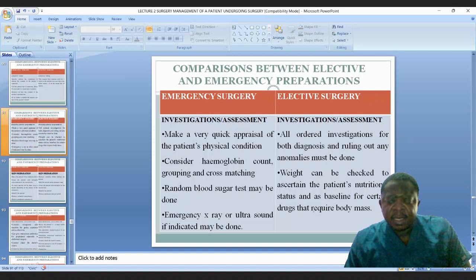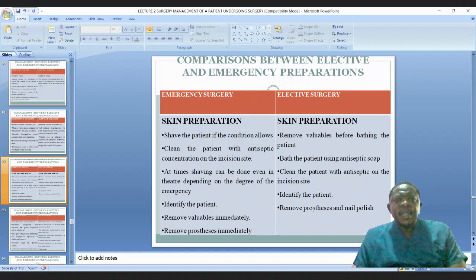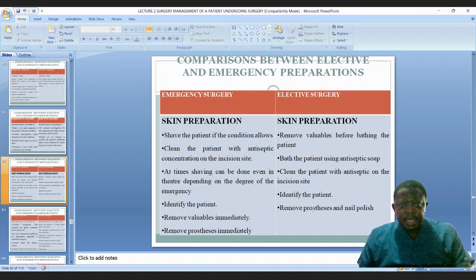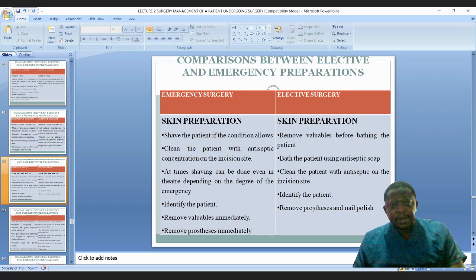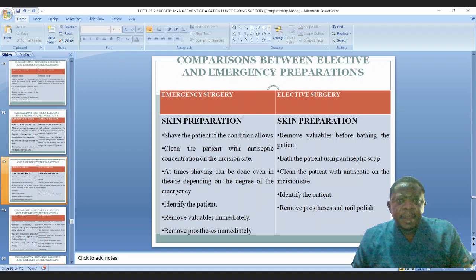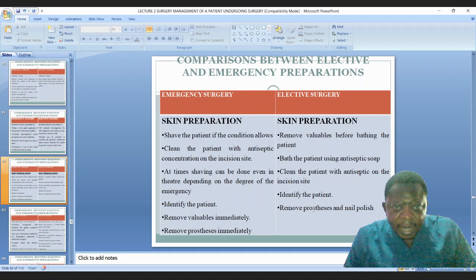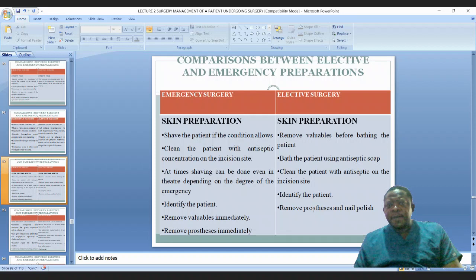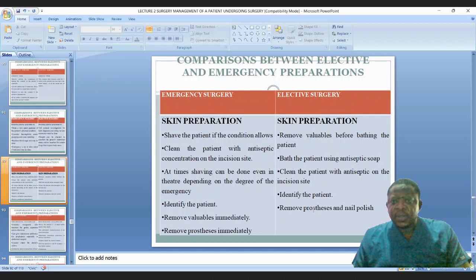So investigation, you can see how these are similar for emergency and elective surgery. In emergency surgery, to do with skin preparation, you can shave if the patient's condition allows, depending on the area to be operated on. Clean the patient with antiseptic, concentrating on the incision site where the operation will be done. At times, shaving can be done even in theater, depending on the degree of the emergency. You identify the patient, remove valuables immediately, and remove prosthesis immediately. In elective surgery, you remove valuables before bathing the patient. Bath the patient using antiseptic soap and clean the incision site with antiseptic. Identity of the patient is checked, and removal of prosthesis and nail polish is done.